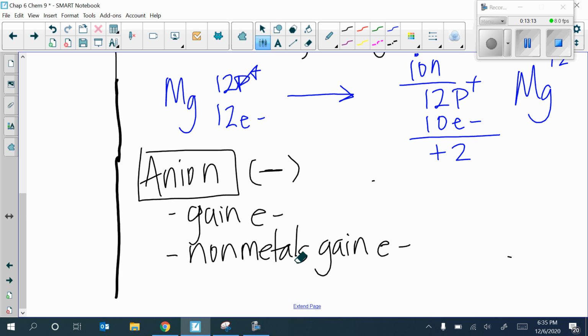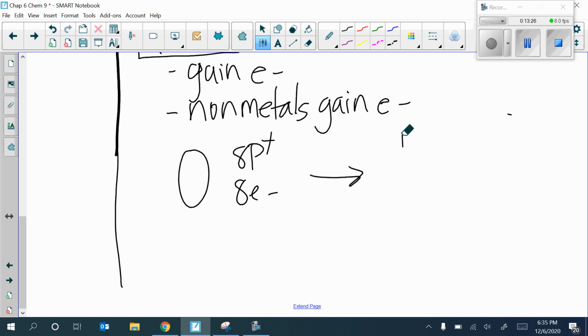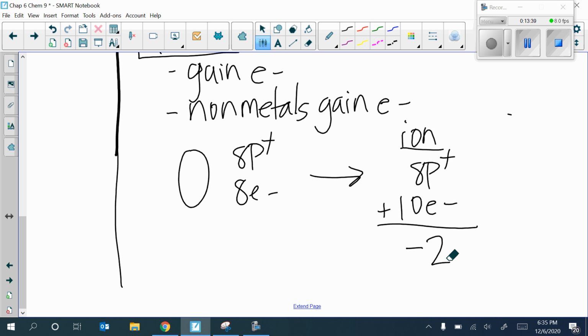So if we do the same thing that I just did, if we say we have oxygen, oxygen has 8 protons and 8 electrons, how you find it on the periodic chart. It really wants to become an ion by gaining 2 electrons. So then if it has 8 protons and then it gains 2 electrons to have 10, I add that up and I'm going to get an overall charge of -2. So then I have oxygen with a -2 charge.